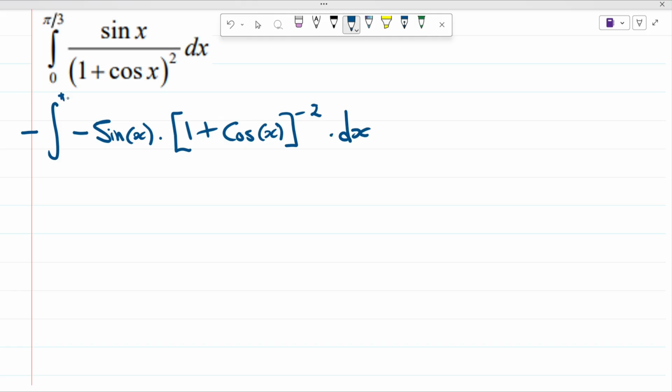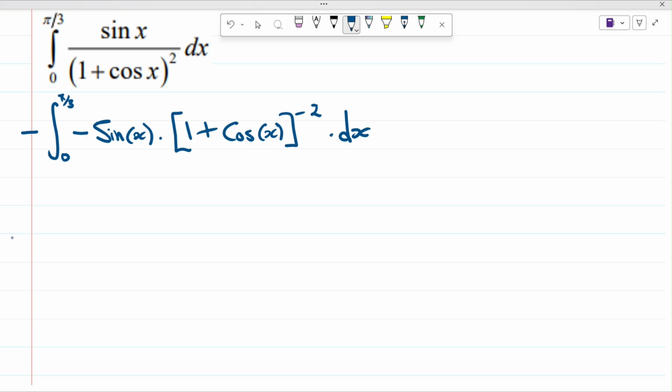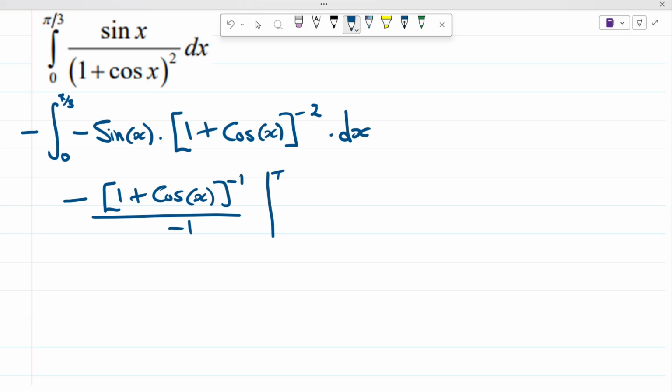I forgot my limits there: pi over 3 and 0. So now we can make use of the general power rule. I'm going to take the negative that's outside to the answer, and then we have 1 plus cos x to the power -2 plus 1. How much is it? It's just -1, right? Then divided by -1, with my limits being pi over 3 and 0.